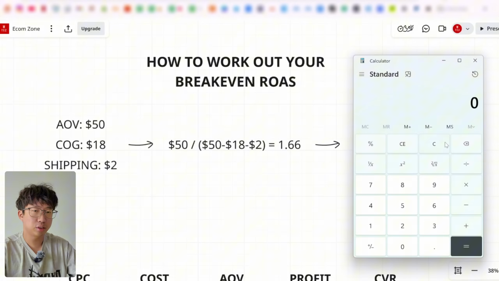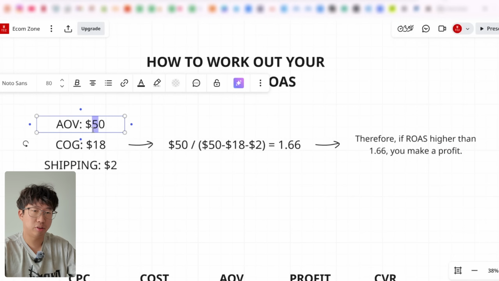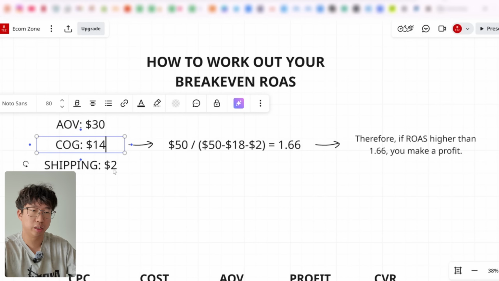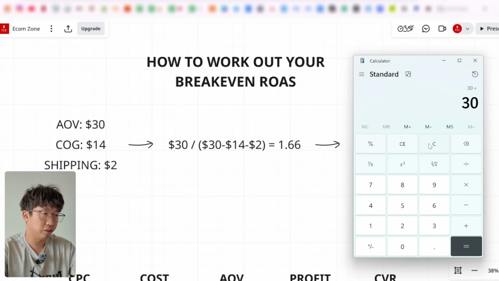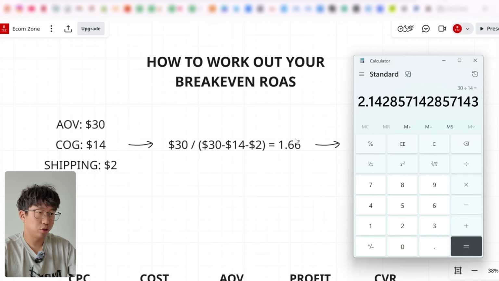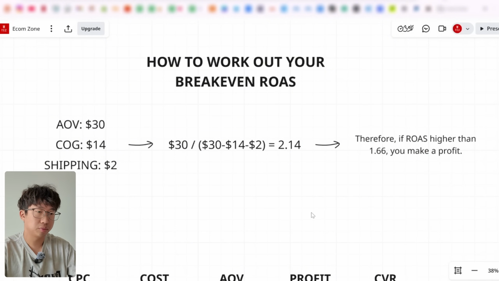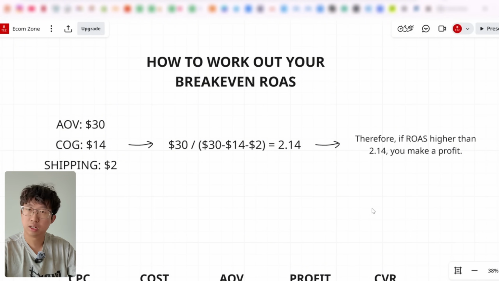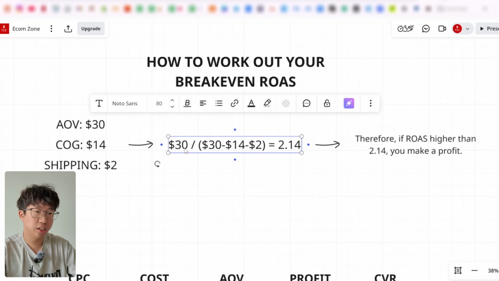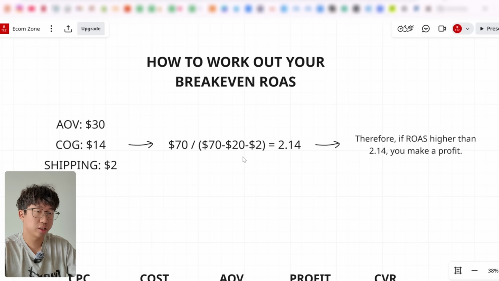Now in your case, most of the time I see people selling stuff for like $30 and maybe they're buying it for like 14, their shipping is 2. So let's just say it's 30, 14, 2, what's that? So it'll be 30 divided by 30, take away 16, which is 14. So your break-even ROAS is 2.14, terrible. So that means your ads need to be higher than 2.14 ROAS for you to make a profit. That is horrendous.